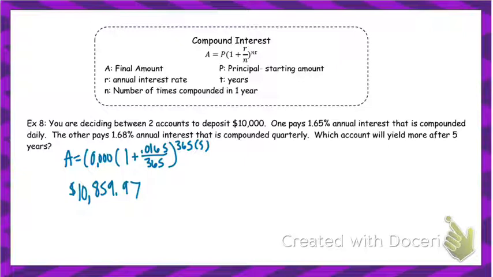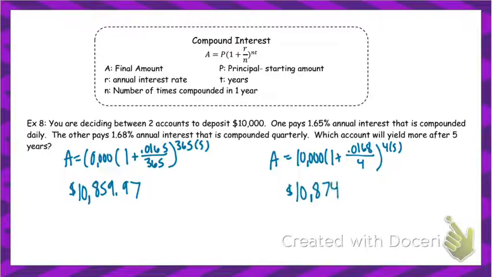All right, let's look at account number 2. I'm still starting with $10,000. My interest rate's a little bit different though, 0.0168. This one's compounded quarterly, so that's 4 times a year. So then 4 times 5 is in my exponent. I can take that, plug it in a calculator, and I end up with $10,874.38. So account number 2, even though it was compounded less frequently, that higher interest rate made a bigger difference for us and is going to give us more money.